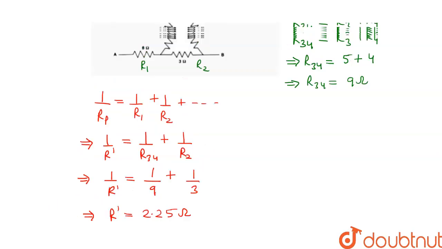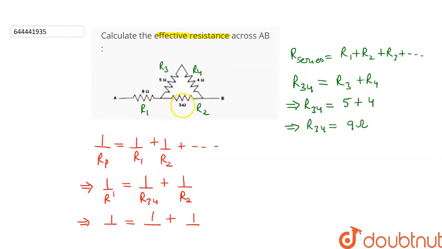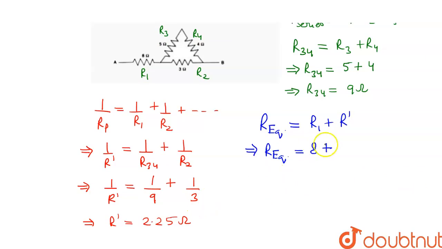And finally, we can see that the equivalent resistance of these three resistances which we calculated is equal to R dash will be in series with the resistance R1. So the total equivalent resistance of the circuit, let it be Req, will be equal to R1 plus R dash. Let's substitute the values. Req will be equal to R1 is 8 ohms plus R dash is 2.25 ohms.